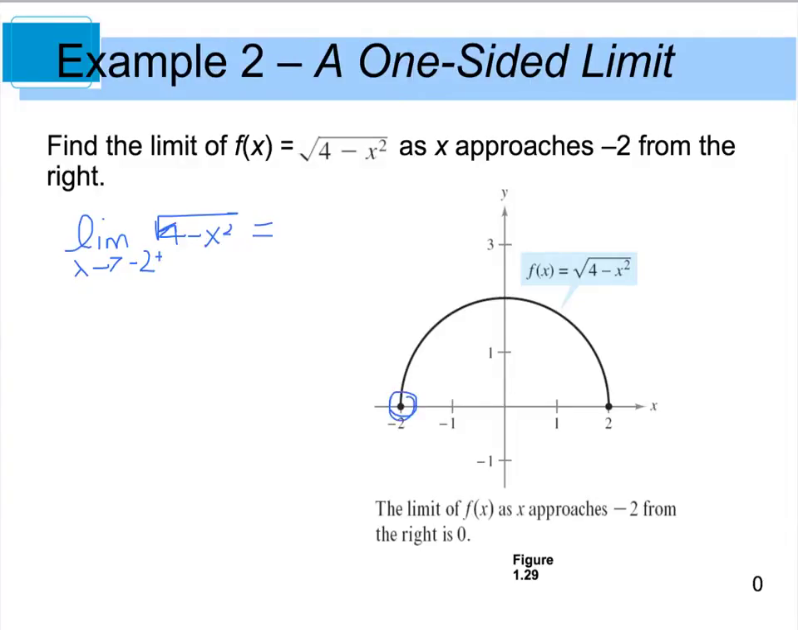And as I'm coming in from the right side of my function, going all the way over here, I notice that my y values are getting closer and closer to 0. So I'm going to say that my function then is equal to 0.